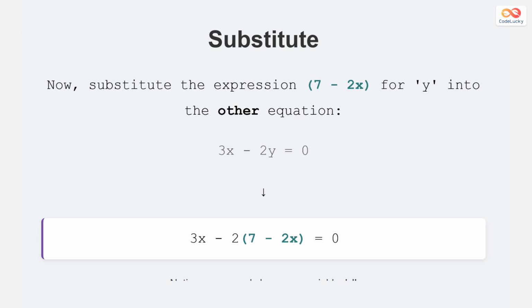Now for step 2, substitute. We take our new expression for y, which is 7 minus 2x, and plug it into the other equation, 3x minus 2y equals 0. This gives us 3x minus 2 times the quantity 7 minus 2x equals 0. The key thing here is that our new equation only contains the variable x.